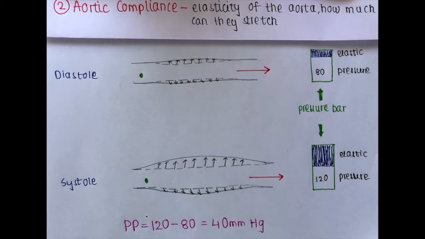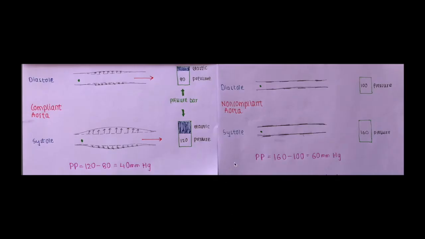Now when we calculate the pulse pressure, we find it as 40 mmHg. This is the normal pulse pressure. But when there is a non-compliant aorta, we were talking about a compliant aorta. What is a non-compliant aorta? Where the aorta cannot stretch, that is the aorta cannot accommodate the blood that is flowing through it. So during diastole you can see there is no elastic energy generated because the aorta cannot stretch. So all the energy is the blood pressure energy. So there is high blood pressure even during diastole.